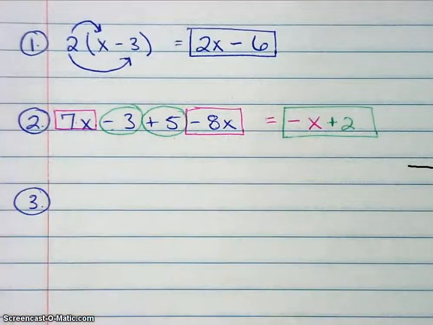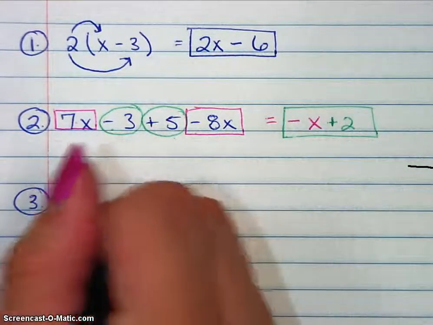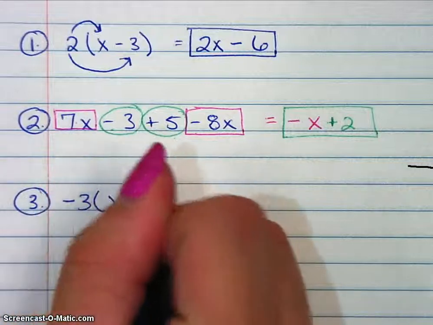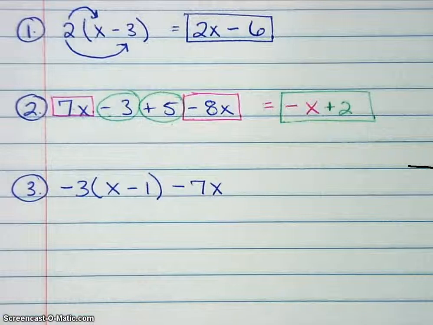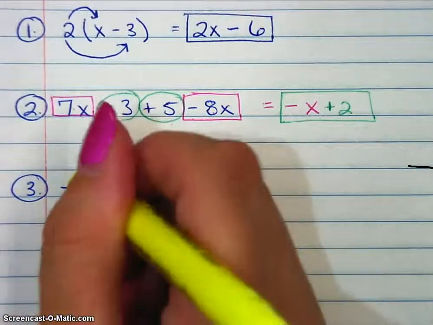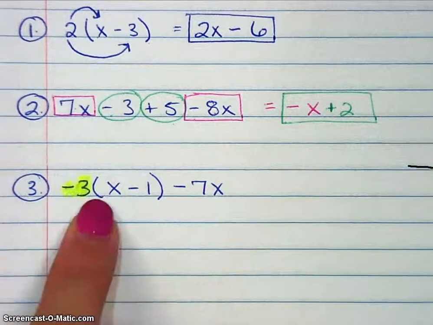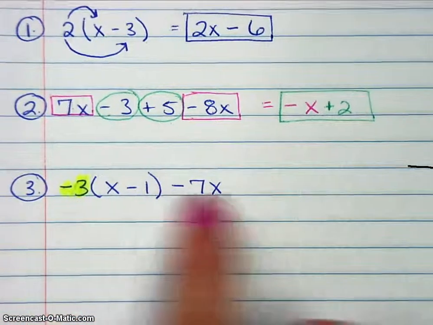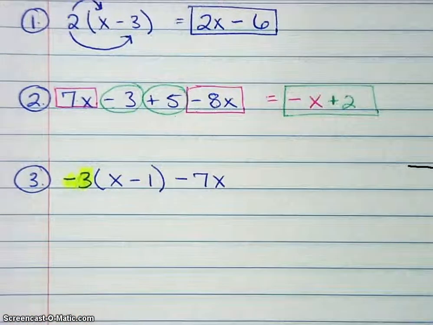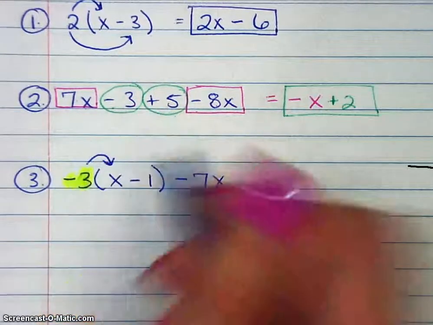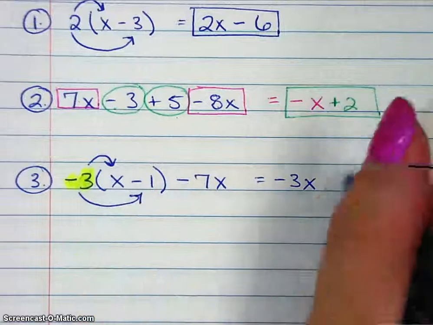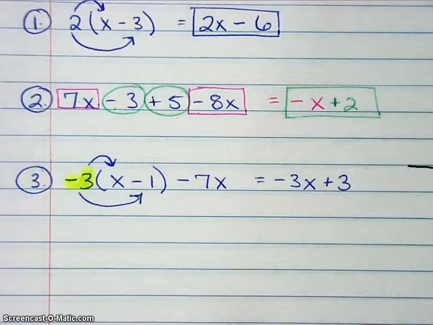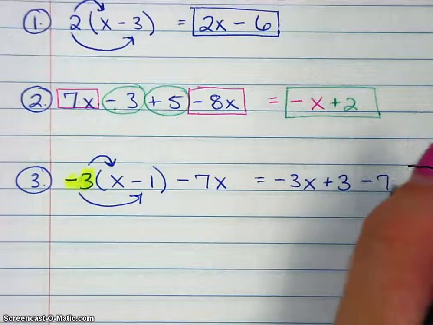Now let's combine these. So if I have negative 3 times x minus 1 minus 7x, the only thing I'm going to multiply when we distribute is the negative 3. Okay, it's physically touching the parentheses. The 3 touches the parentheses. This is minus 7x. We ignore that one for right now. So when I distribute, I end up with negative 3x. Negative 3 times negative 1 is positive 3. And then just tag on minus 7x.